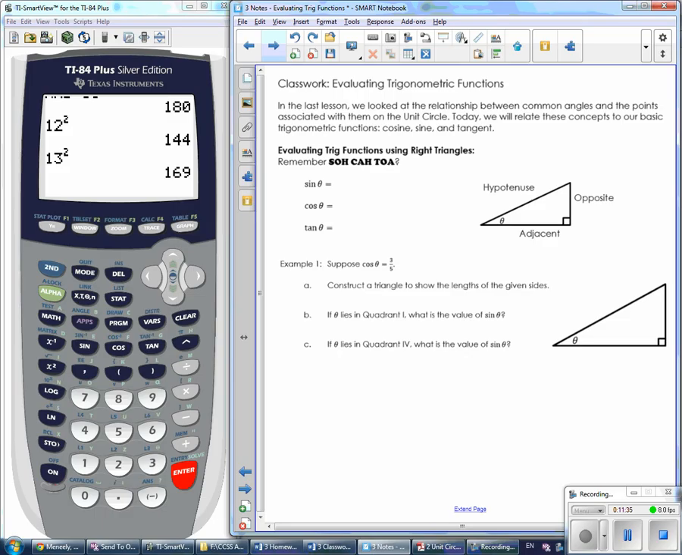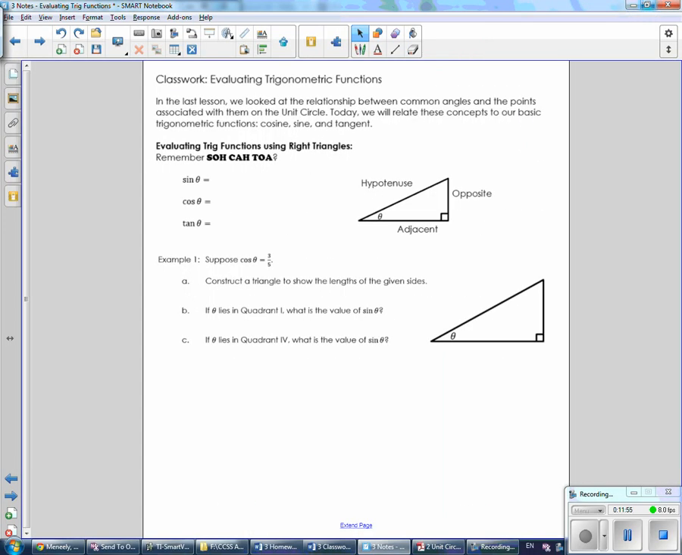Okay, so today's lesson is all about evaluating trig functions, and we're going to do it several different ways. You've already done this using right triangles in geometry. We're also going to evaluate the trig functions using the unit circle as well, and I'm also going to show you how you can do this on the calculator. For this lesson, though, I don't think we're really going to need a calculator for the beginning.